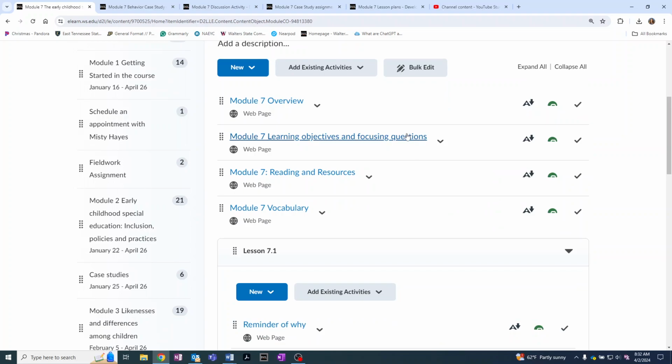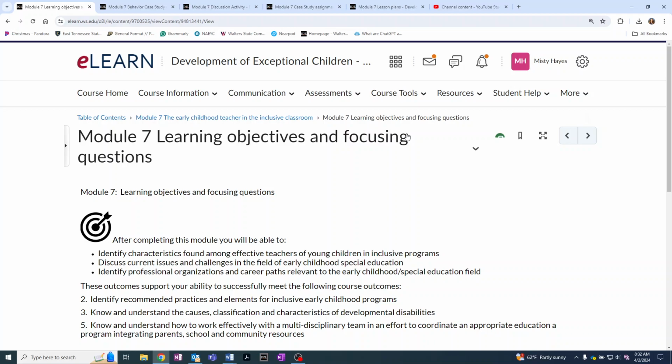So again, looking at our learning objectives and our focusing questions that help guide you through these two lessons. So, the first thing to realize is that when we're done with lesson 7.1 and 7.2, you should be able to look at specific characteristics of effective teachers, right? So, that's why we're looking at behavior plans and adapted lessons and your role as a teacher, looking at the current issues and challenges in the field, and then looking at any kind of organizations and careers that could really help you.